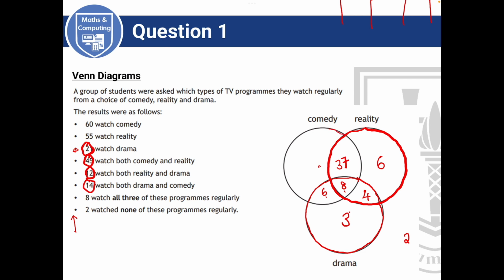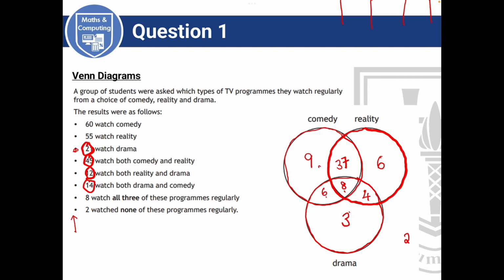And then lastly, this section here needs to add up. They need to add up to 60. So I'm going to do 60, take away 37, take away 6, take away 8. And I get 9 who watch just comedy. Okay, and that would be the end of the Venn diagram.